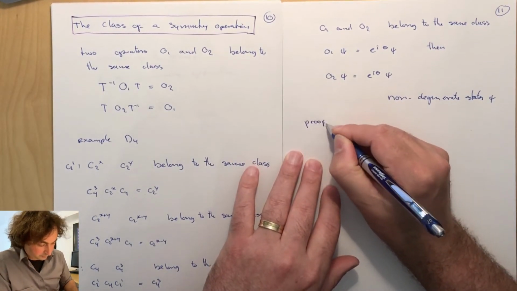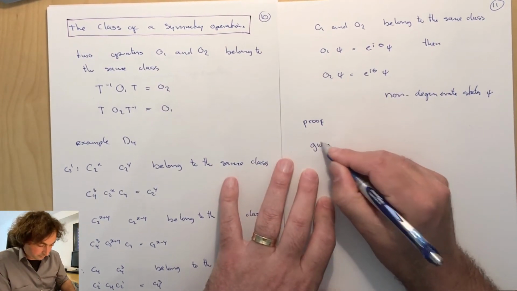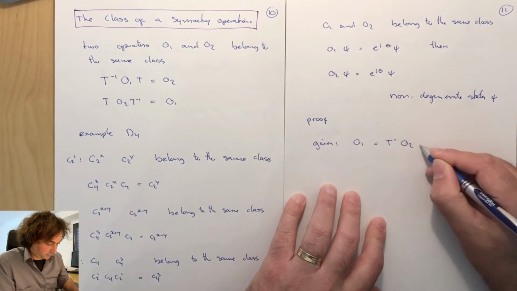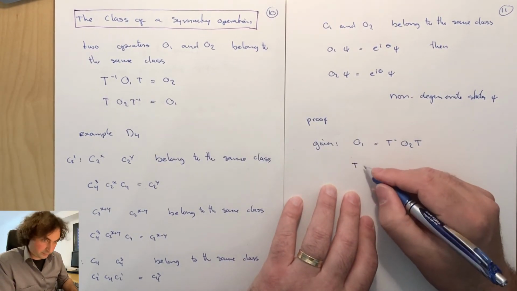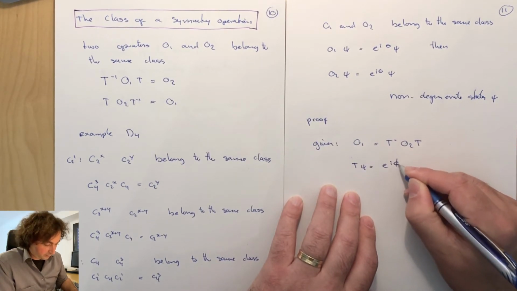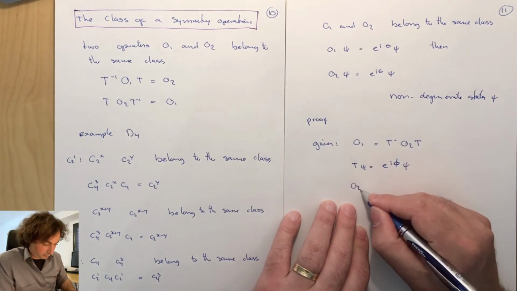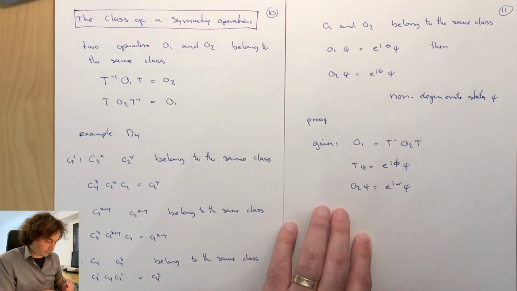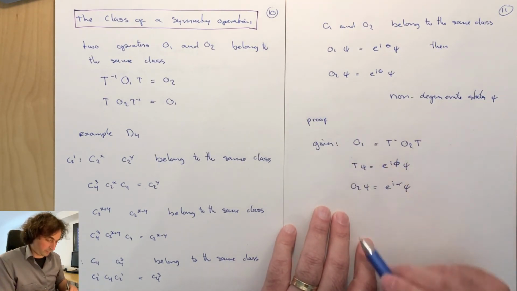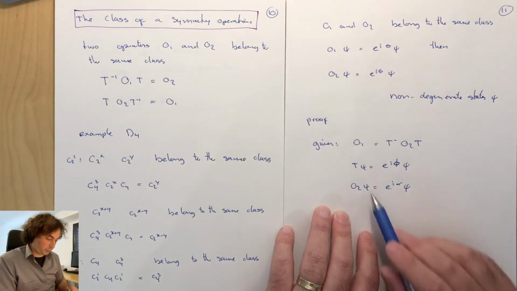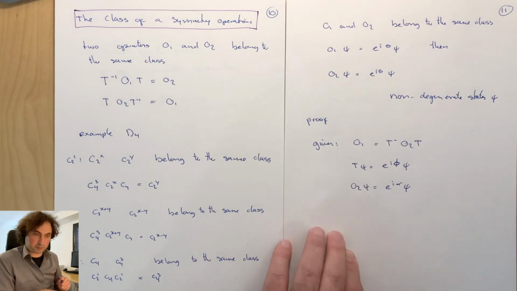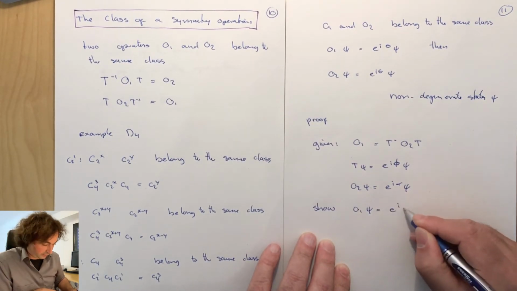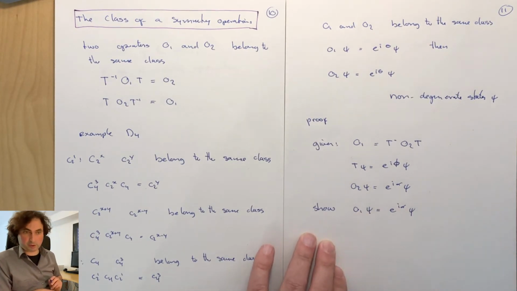We can make a proof. Given that O1 is T minus 1 O2 T, and T psi is e to the i phi psi, then O2 psi is e to the i alpha psi. So these are the givens, our wave function. We can transform O1 from O2, and the wave function is an eigenstate of two symmetry operations. And we want to show that O1 psi is e to the i alpha psi. So O1 must pick up the same phase as O2.